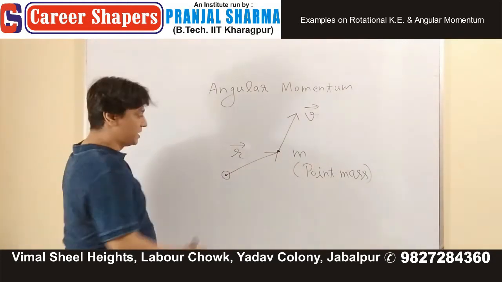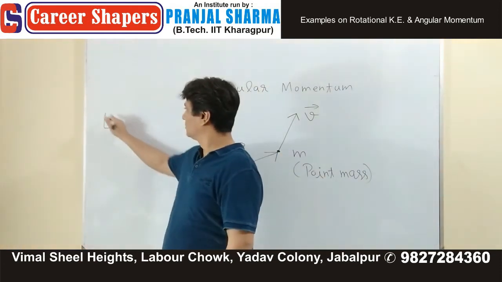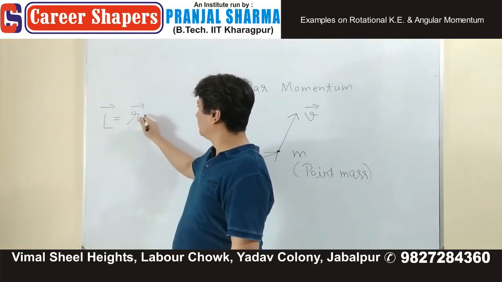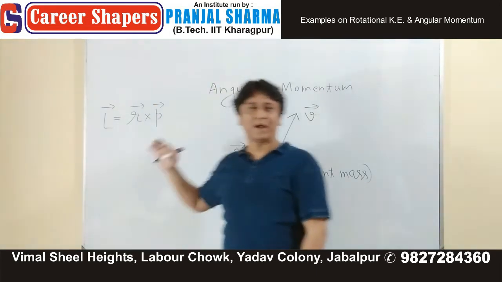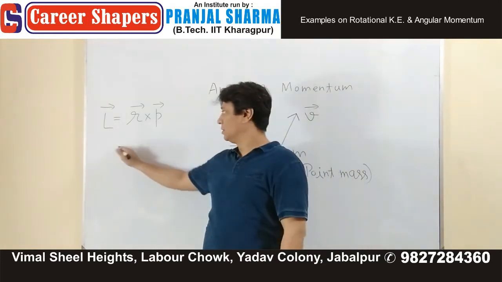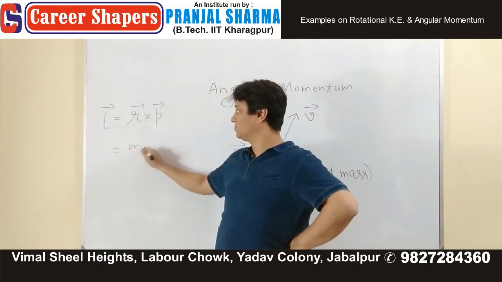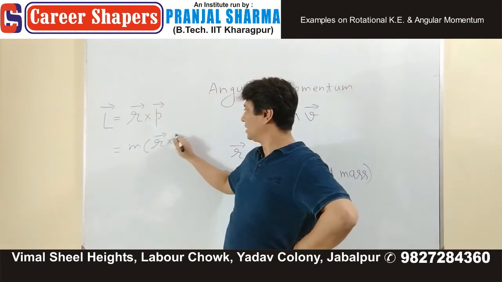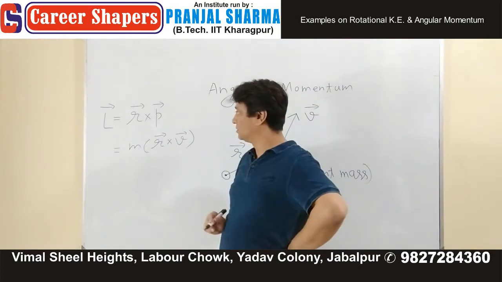Then angular momentum L is given by R cross P. How do we arrive at this? We have seen this part in the previous lecture. This R cross P is m times R cross V. P is mv, you can take m out.